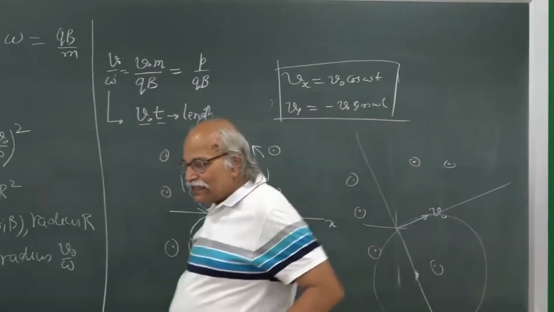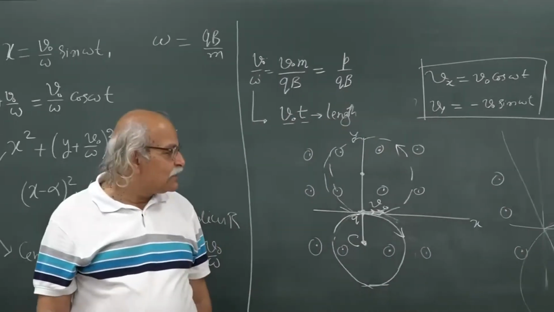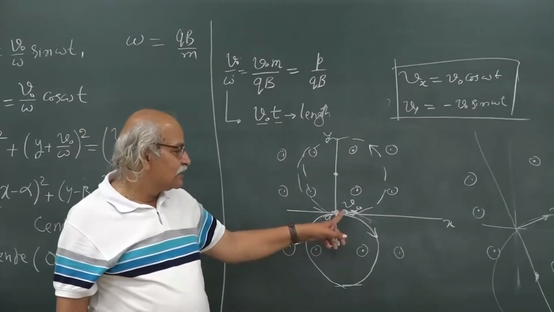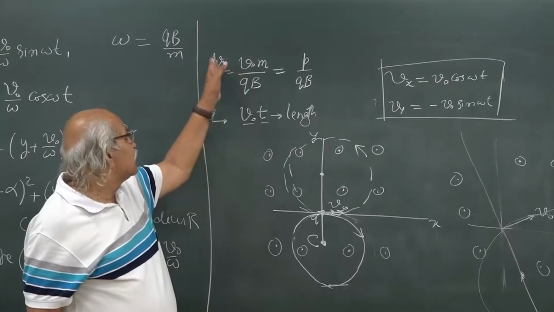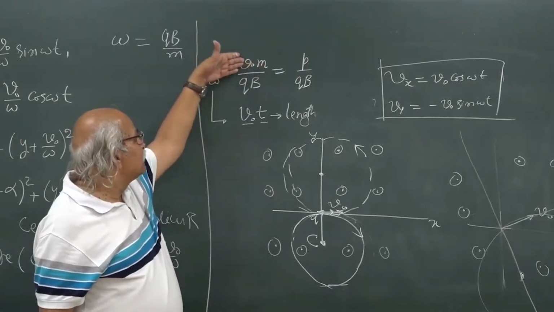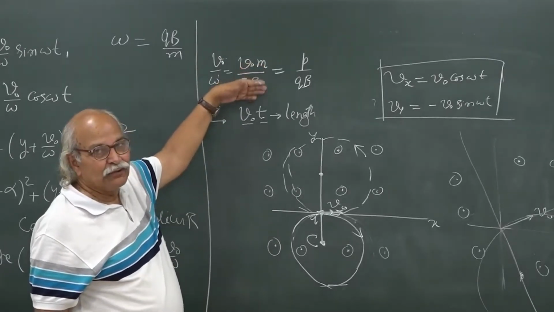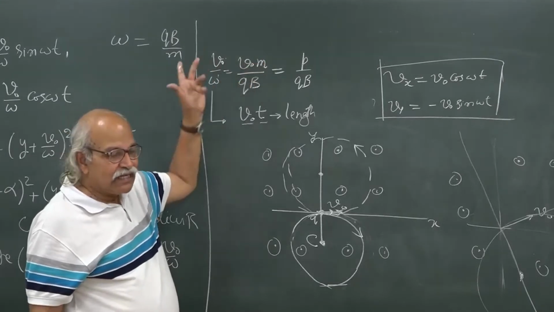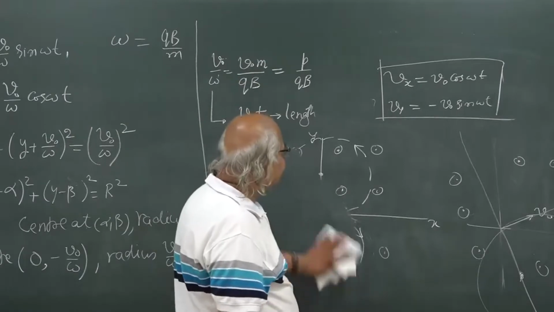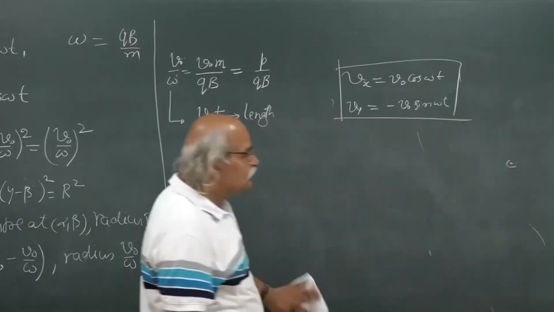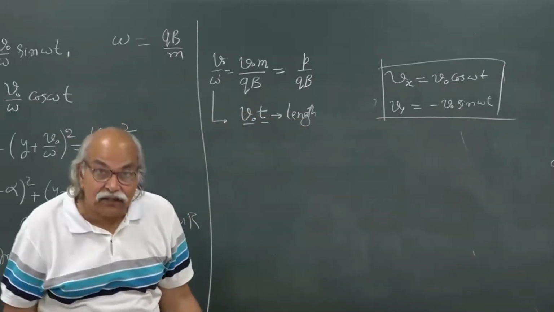So, this is very simple. You calculate what is the direction of the force. Another thing is, forget everything. Remember this, that radius has to be m times v naught divided by qB. So, you know the radius, and if you know the radius, you can very easily locate the center. So, need not use axis at all.